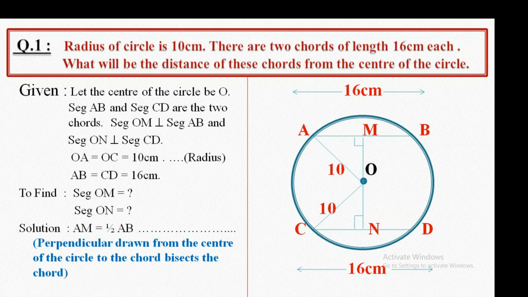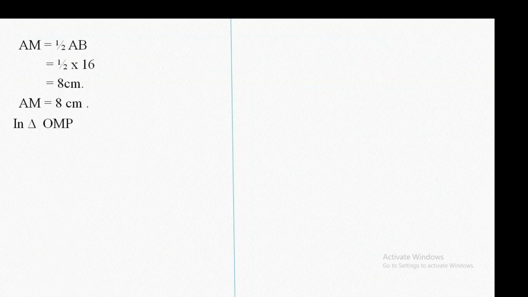Now let's see the solution. First we have to find out the length of AM. AB is the whole chord that is given to us, 16 centimeter, but we don't know the length of AM. So first we have to find AM. And how can we find AM? AM is equal to half of AB by the theorem: the perpendicular drawn from the center of the circle to its chord bisects the chord. Substitute the value. AM is equal to half of AB. AB is given to us, 16 centimeter. Therefore, 2 8s are 16. Therefore, AM is equal to 8 centimeter.